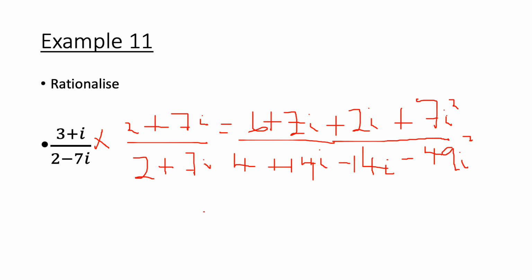Right, guys, so the top part's going to simplify. Well, 7i plus 2i is going to be 9i. And then I've got 6 minus 7, because i squared is minus 1. So it's going to be 6 minus 7, which is minus 1. Divided by 14i minus 14i, so that's going to cancel. 4 minus 49i squared, so it's going to be 4 plus 49, which is going to give me 53. So my answer is going to be 9i over 53 minus 1 over 53.